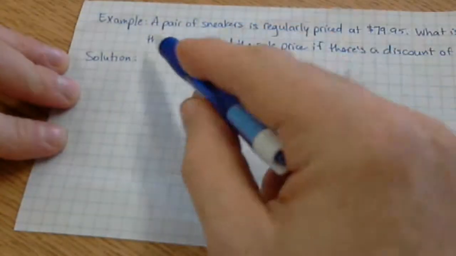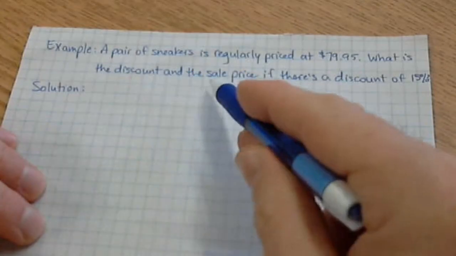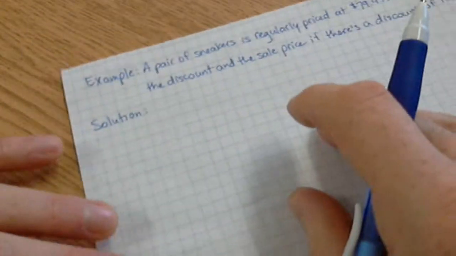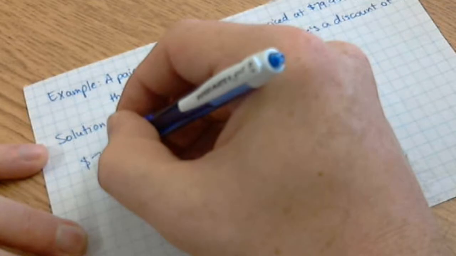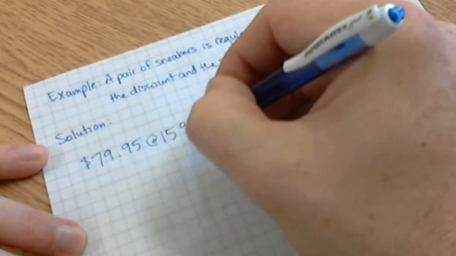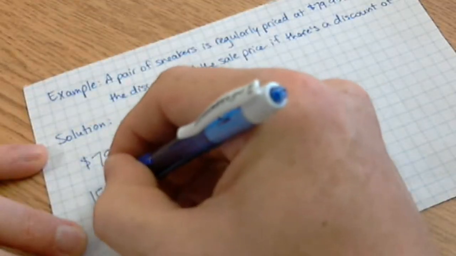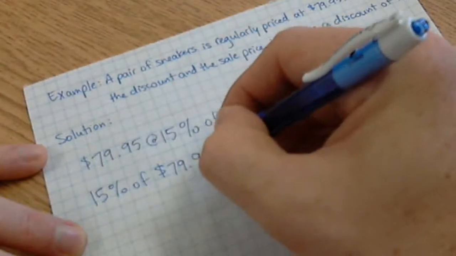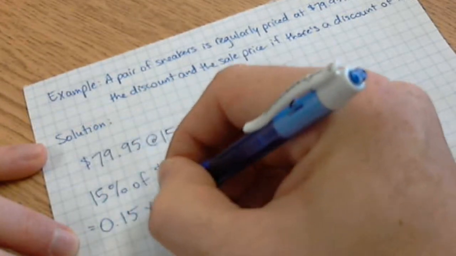So, a pair of sneakers is regularly priced at $79.95. What's the discount and the sale price if there's a discount of 15%? It's kind of hard to see, but it's 15%. So, what I'm going to do is take the price, $79.95, and it's at 15% off, which means I need to know what 15% of $79.95 is. And I rewrite it like this.